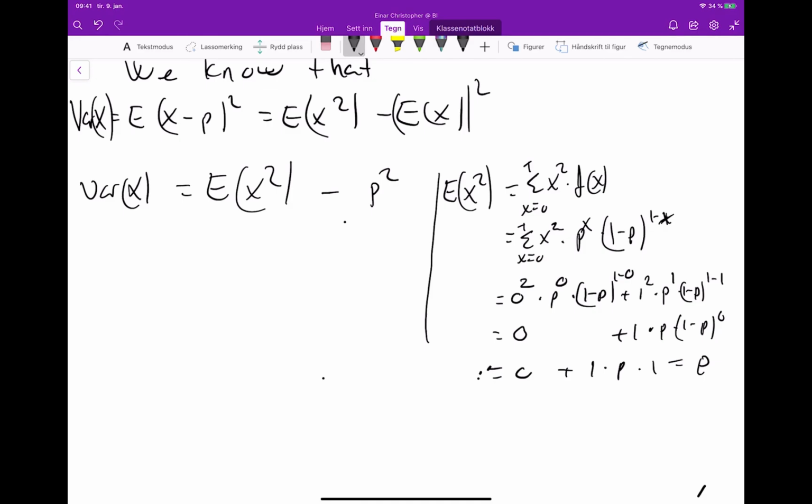And then we got that the variance of x is, now we can fill in for the expectation of x to the power of 2, which is p, minus p to the power of 2, which is the same as if we factorize p outside the parenthesis, we get p times (1 minus p), like this. So there we have shown what we were asked to show. Okay.